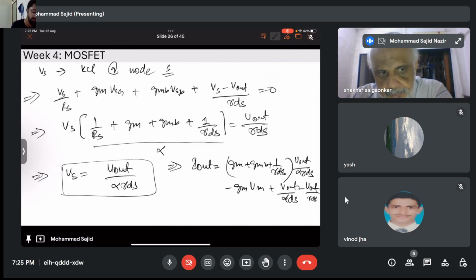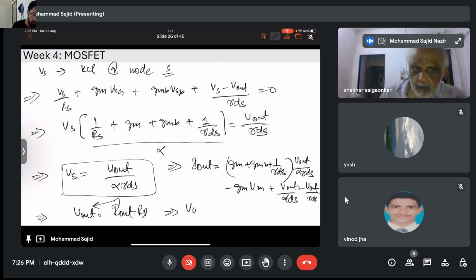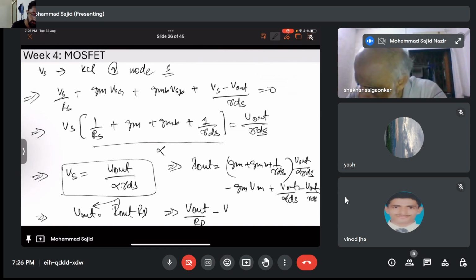So can you see where we are heading? We know the output is I output times RD. I can write I output in terms of V output as well, so this will be V output by RD. Transfer these to the left hand side. This will be V output by alpha RDS plus V output by RDS.